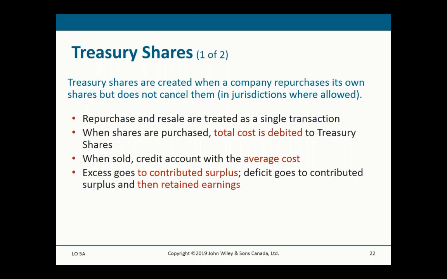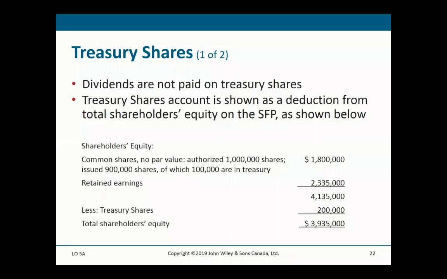If they don't have treasury shares, they'll do that adjustment right away, retire the shares, and then reissue shares at a new price. That will be the new value that goes to common shares for those newly issued shares. Dividends aren't paid on treasury shares.